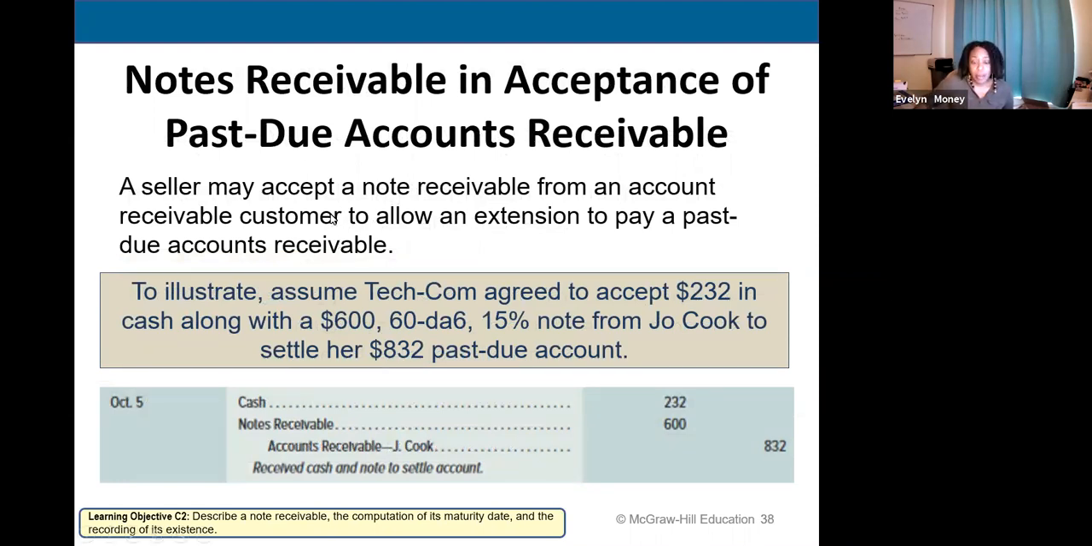Now, in this example, this is what I was talking about when a company will accept a note when the customer can't pay off the accounts receivable. In this situation, the customer had an accounts receivable of $832. They were able to pay $232, but the other $600, they asked for a notes receivable, and a notes receivable was issued. So in that situation, we record the cash coming in. We take the accounts receivable off the books, and we put the notes receivable on.